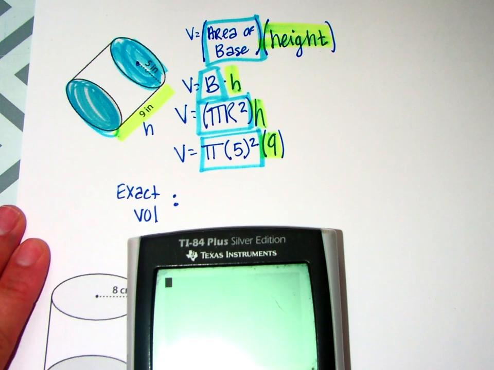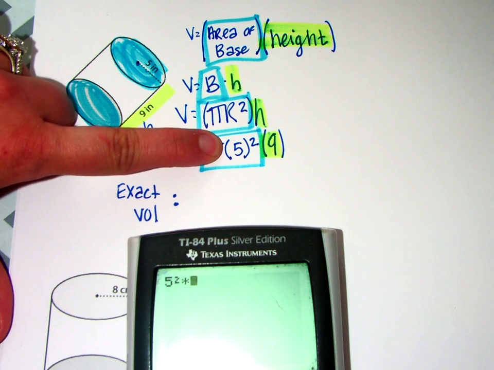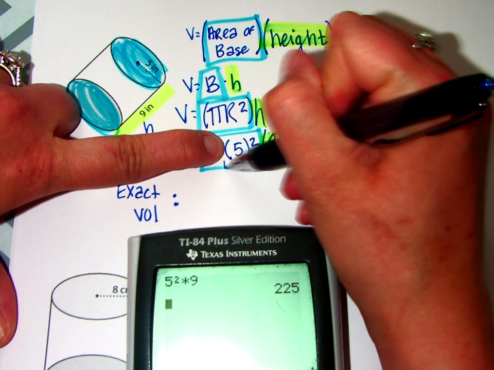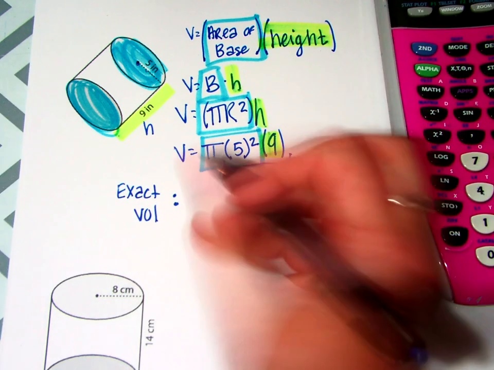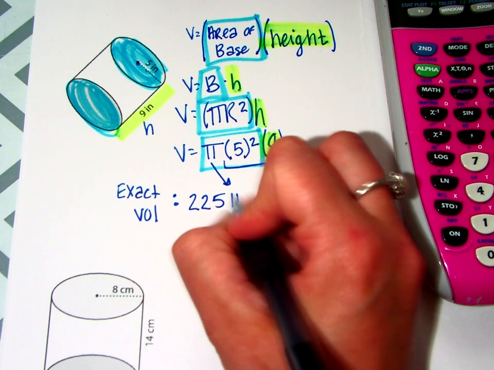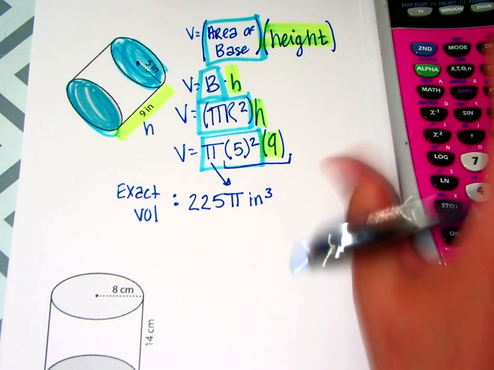What we're going to do is type this in, but we're going to cover up pi. So 5 squared times 9, 225. I'm basically just simplifying this portion of my formula. Okay, so 225, and then pi just kind of is along for the ride. Cubic inches. Okay, that's exact volume.